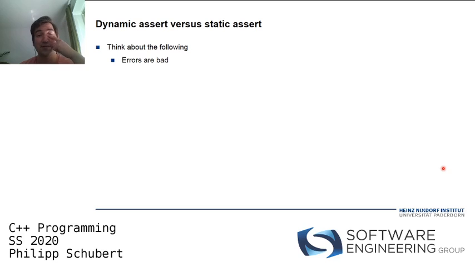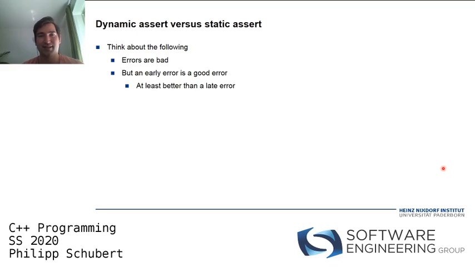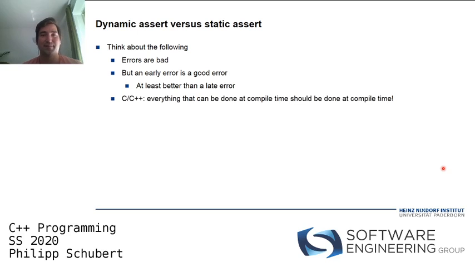Think about the following. Errors are of course bad, you wish to avoid them at all costs, but the early error is the good error. If you can speak of a good error, at least it's better than a late error. So the earlier you discover errors, the lower usually the costs in time and money to fix them. And also C and C++, as performance-oriented languages, everything that can be done at compile time should be done at compile time, and therefore you should also, if possible, prefer static assertions.